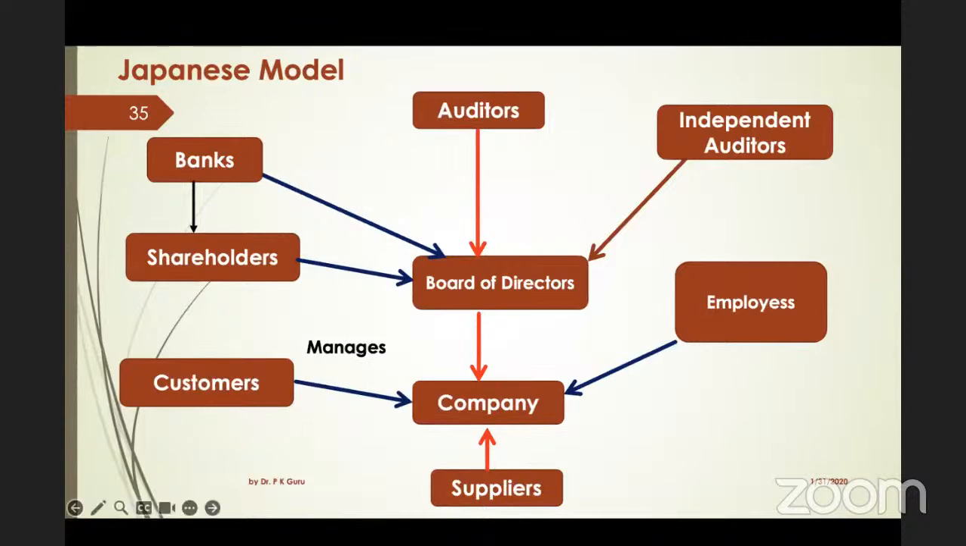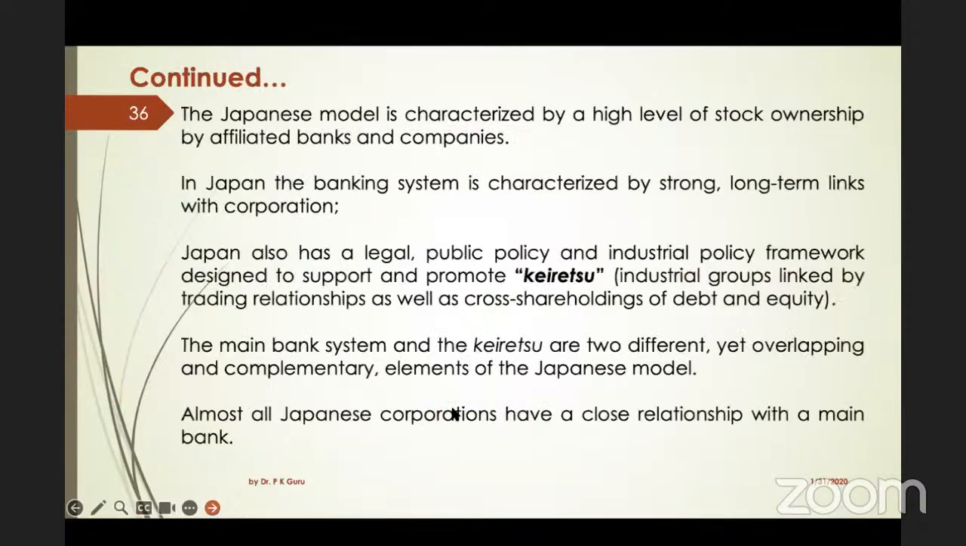So we were talking of the Japanese model. The Japanese model is characterized by a high level of stock ownership by affiliated banks and companies. And I think if you remember, in the German model also, corporations are allowed to hold shares in other companies. In Japan also it is the same. And the holding by a bank also is the same in Japan.